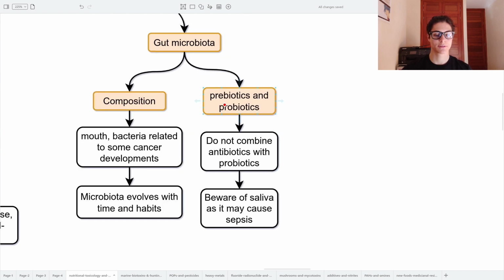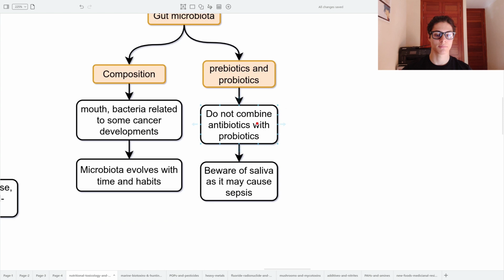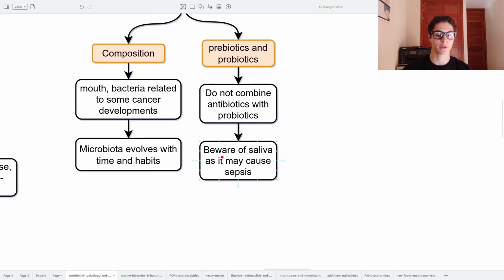And we have to take into account the prebiotics and probiotics definitions. Prebiotics are the ingredients that are needed for the microbiota to grow, whereas the probiotics are the microorganisms that contribute to our microbiota. And we do not have to combine antibiotics with probiotics. It's nonsense. And we have to be aware of the saliva, as it may cause sepsis in some cases.